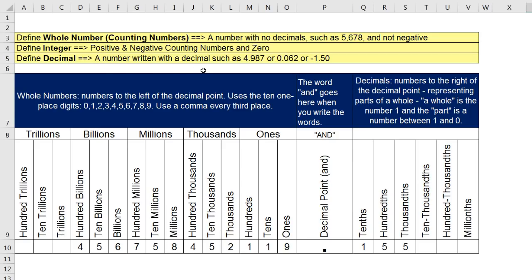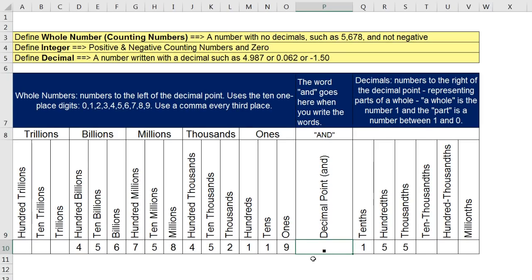A decimal is a number written with a decimal point, such as 4.987 or 0.062 or minus 1.50. Now, before we go on and do some math examples, we have to talk about the words associated with each position in our number. The decimal point, everything to the left, those are the whole or counting numbers. Everything to the right of the decimal point, those are our decimals.